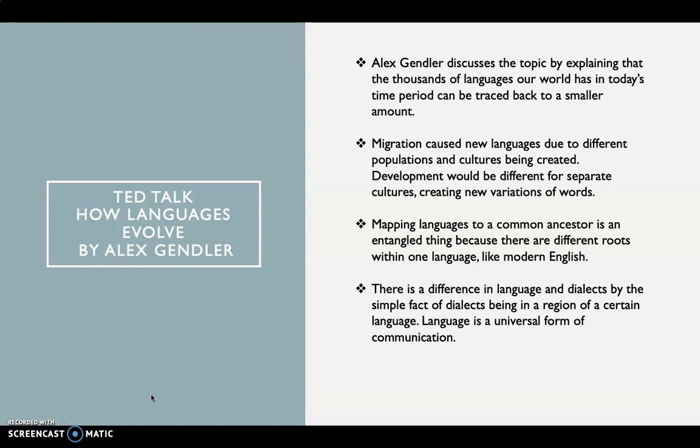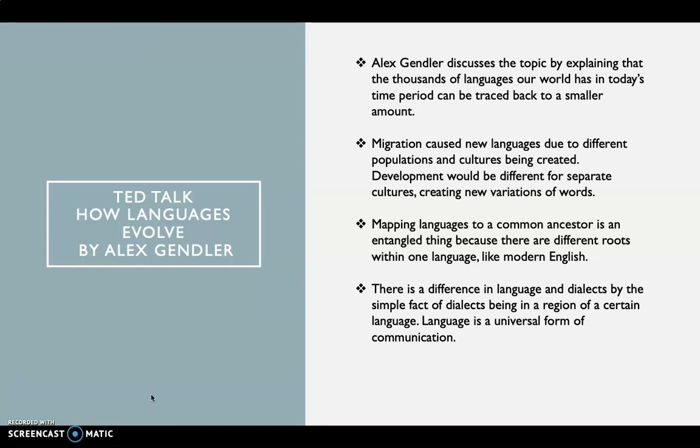Now, in this TED Talk, the presenter was Alex Gendler, if that's how you say it, I'm sorry, on how languages evolve. Alex discussed how thousands of languages ended up rooting to smaller individual languages. This was because during migration, groups split up because they needed to find food and shelter. During this isolation, they created new populations and cultures.